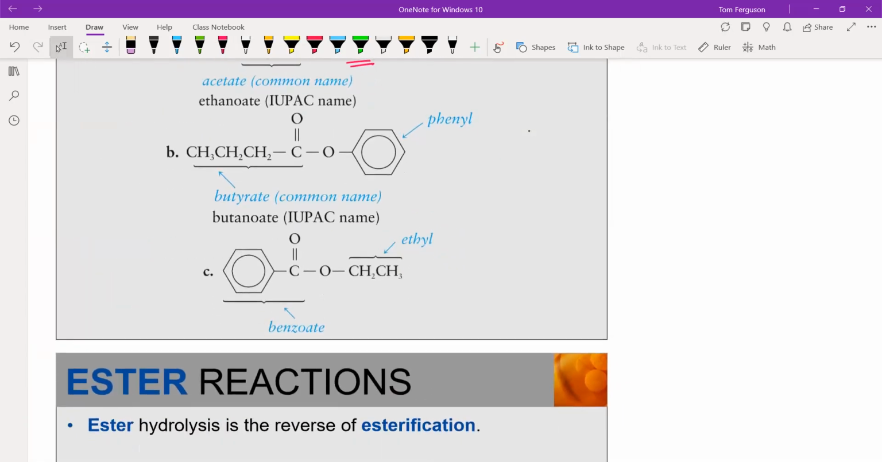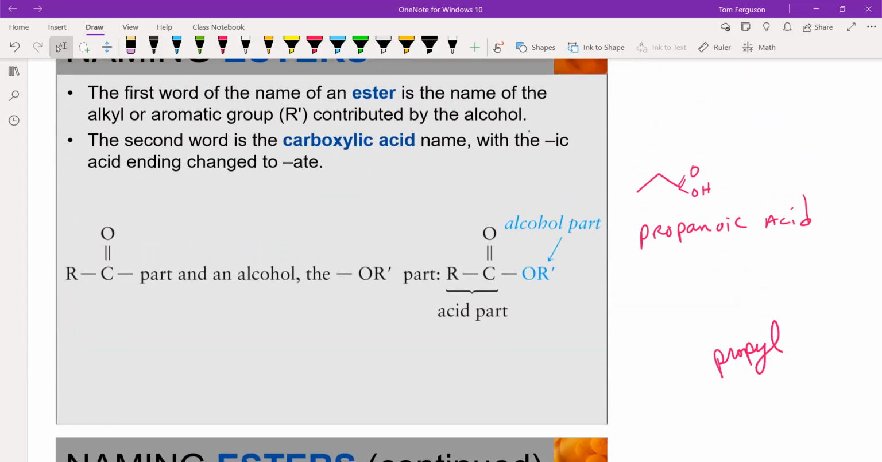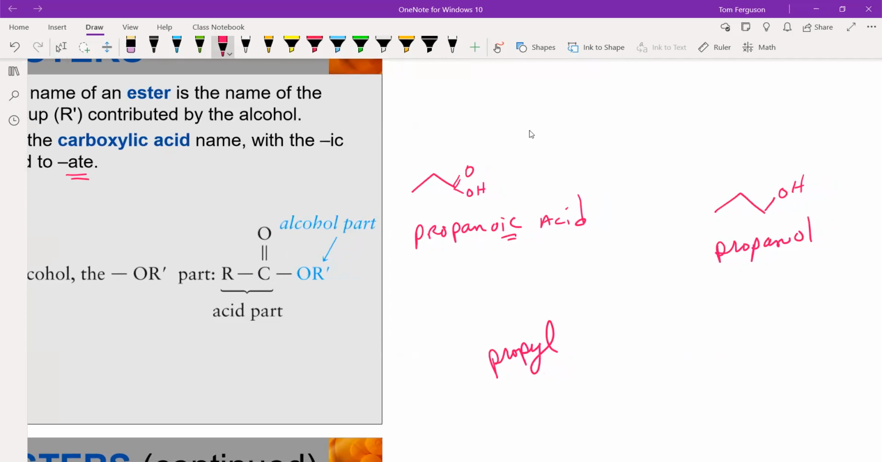And then the second part, we need to name the acid part of the ester. And that we're going to add an -ate from the acid part. So this is going to be propyl, propanoate. So purple comes from the acid part. So let's do this in colors here.